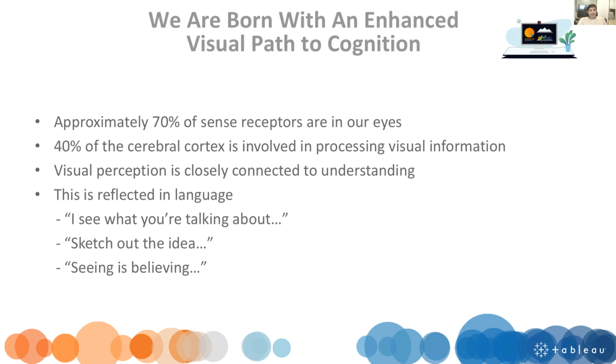We are born with an enhanced visual path to cognition. Vision is our dominant and primary sense. About 70% of all the sensory receptors in the body are in the eyes, and 40% of the cerebral cortex is involved with processing visual information and making sense of what we are seeing. Visual perception is closely connected to understanding, and as a matter of fact, this is reflected in our language when we say things like, "I see what you're talking about," "sketch out the idea," or "seeing is believing."